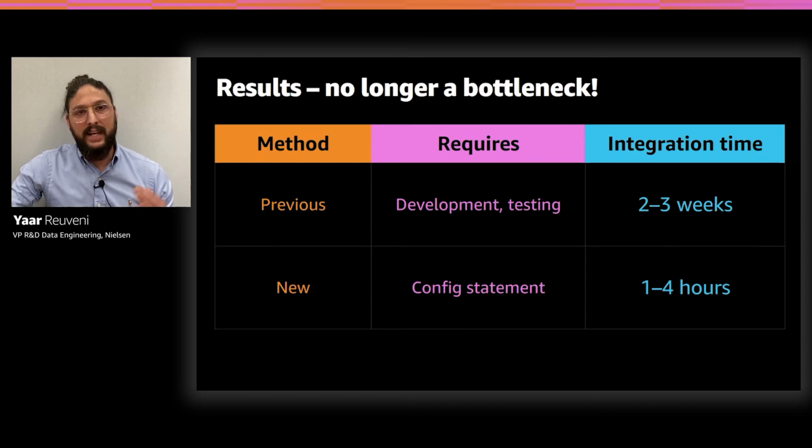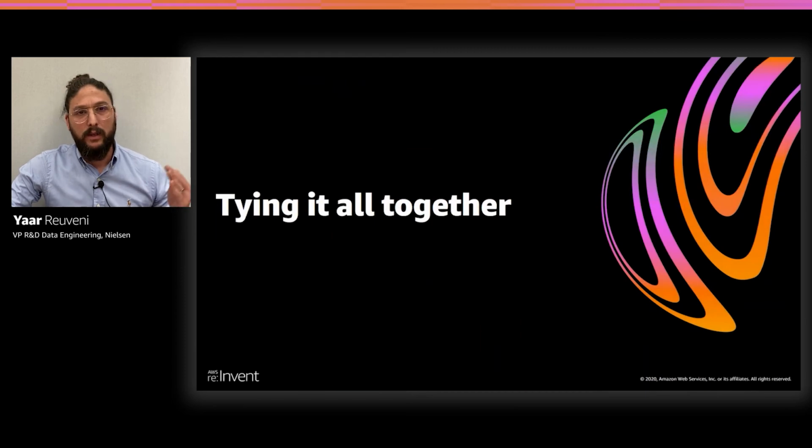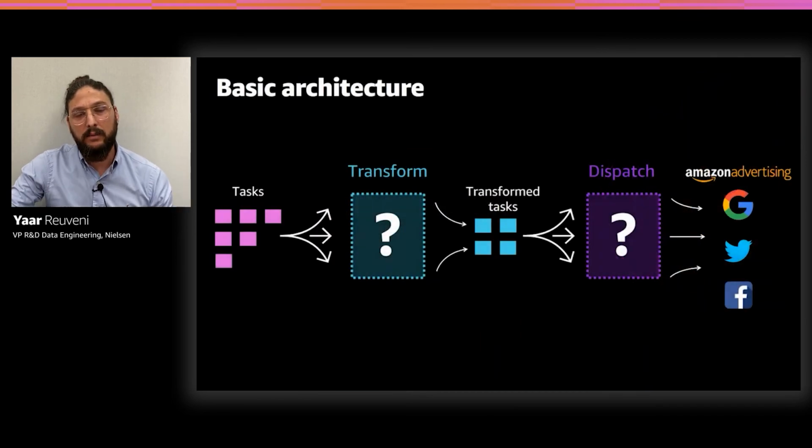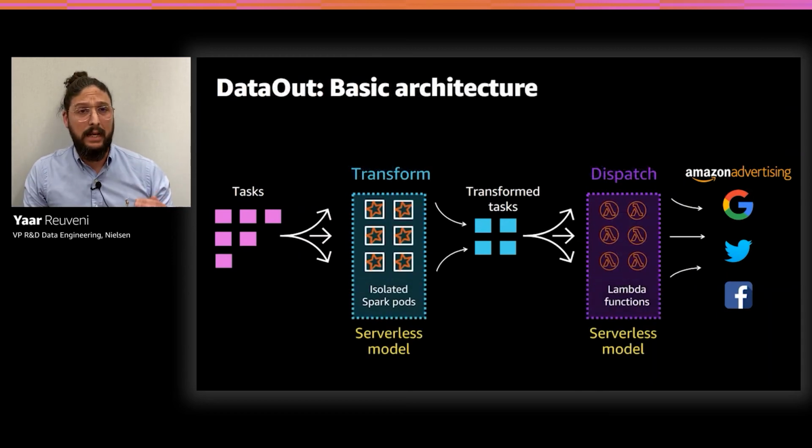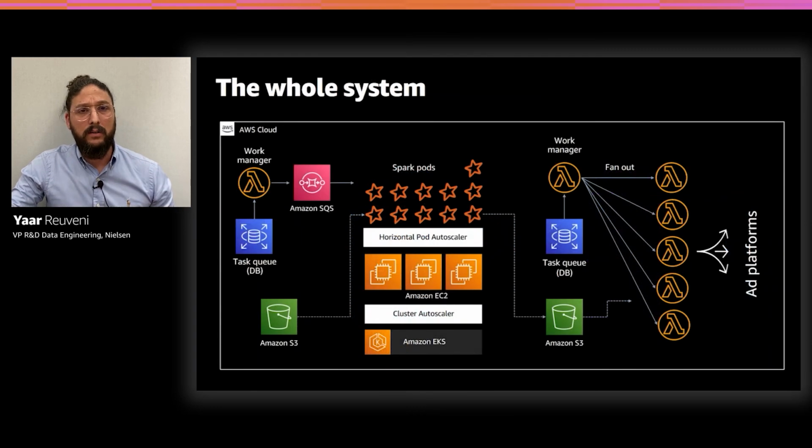Okay, let's tie it all together. So this is our system architecture at a high level. We solved the dispatch side using AWS Lambda with the fan-out architecture. And we solved the transform side using those isolated Spark standalone nodes running on Kubernetes. And they are both running in the serverless approach. And all in all, the whole system turned out looking like this. You can see the transform side on the left with the Kubernetes cluster, and you can see the dispatch side on the right with the fan-out architecture.